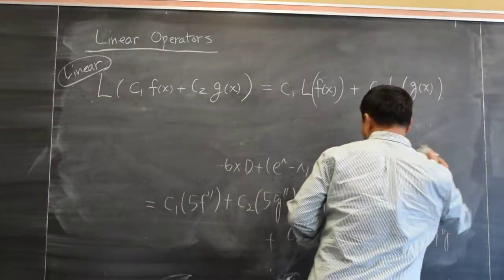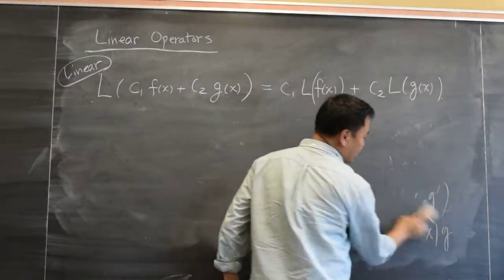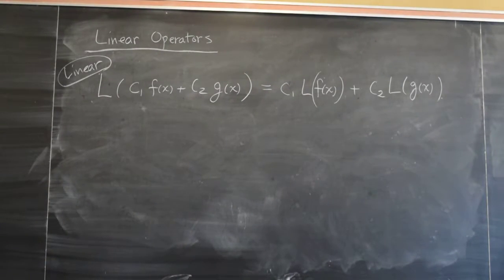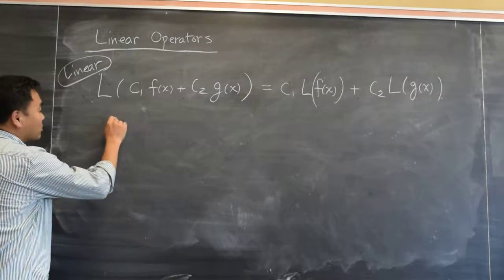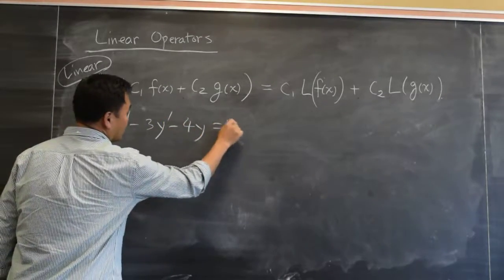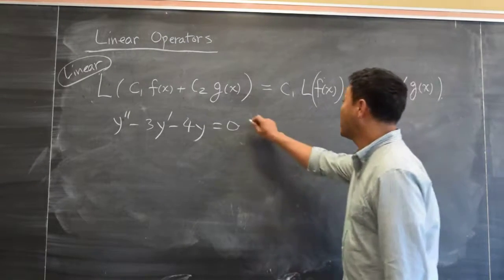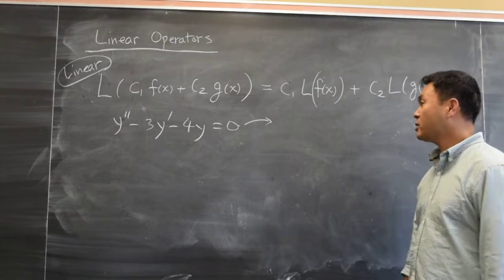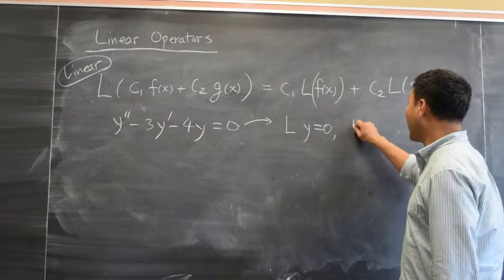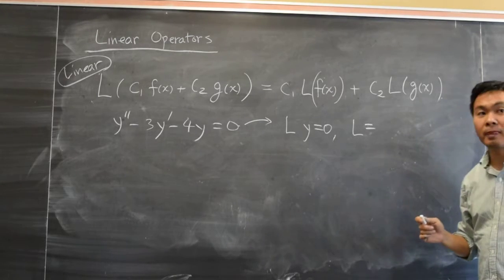And it's important for us to know that the operator that we're working on is a linear operator, because let's go back to the example that we just did, which was y double prime minus 3y prime minus 4y equal to 0. Now this could be thought of as Ly equal to 0, with L being equal to what? Can you tell me what L is?